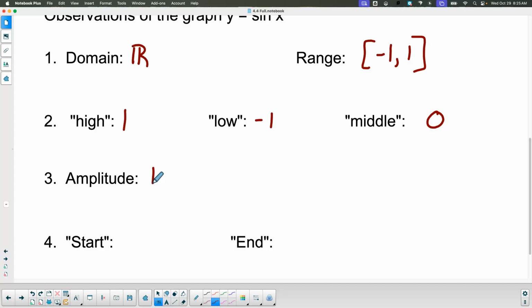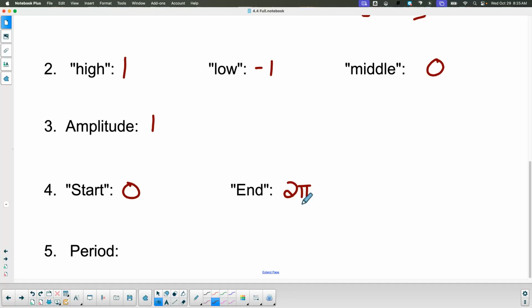Horizontally, where did it start? 0. Where did the first lap end? 2 pi. Which makes my period then be 2 pi. Distance from start to end, 2 pi.